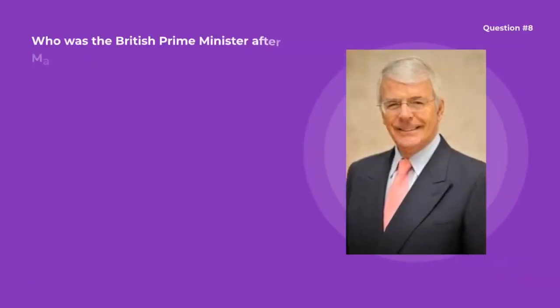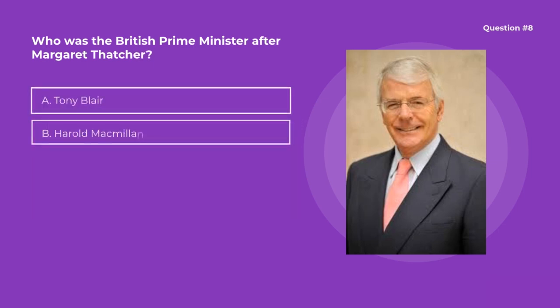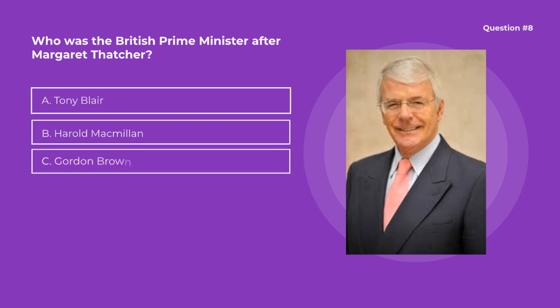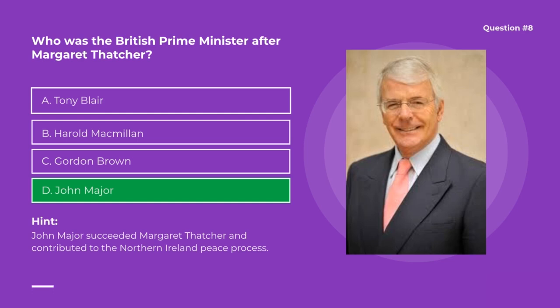Question number 8. Who was the British Prime Minister after Margaret Thatcher? Options are A. Tony Blair, B. Harold Macmillan, C. Gordon Brown, D. John Major. The correct option is D. John Major. John Major succeeded Margaret Thatcher and contributed to the Northern Ireland peace process.